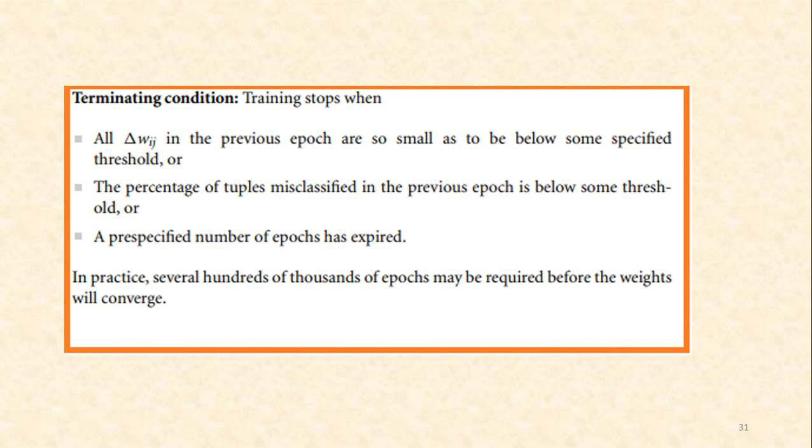Pre-specified number of epochs has expired. That is a third condition. In practice, several hundred thousands of epochs may be required before the weights will converge.